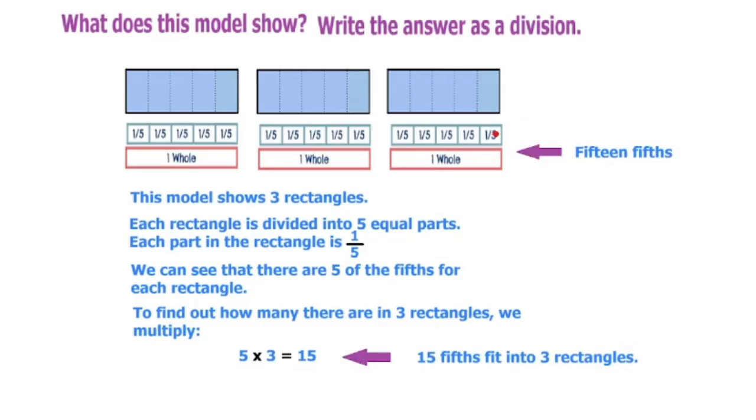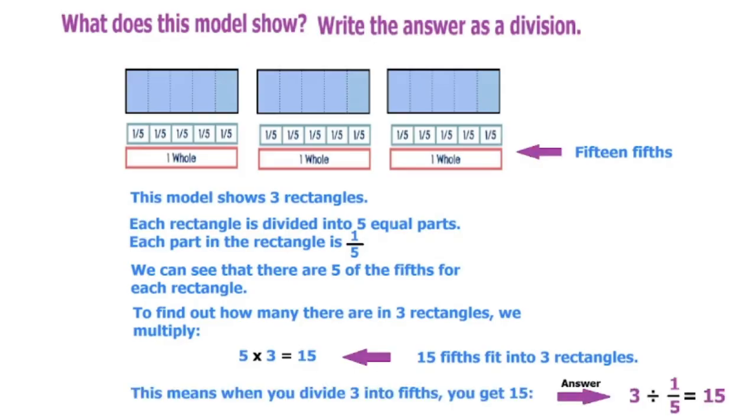There's 15 of these. 1, 2, 3, 4, 5, 6, 7, 8, 9, 10, 11, 12, 13, 14, 15. 15 of these fit into 3 rectangles. So what does that mean then? This means when you divide 3 into fifths, you get 15. And this is the answer. So 3 divided into fifths equals 15.